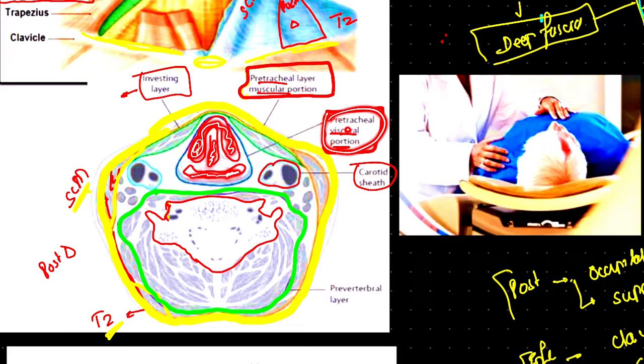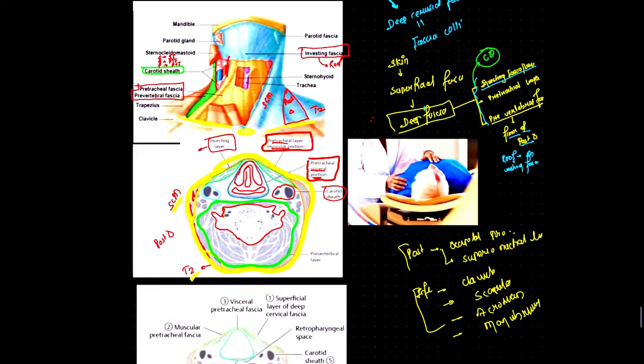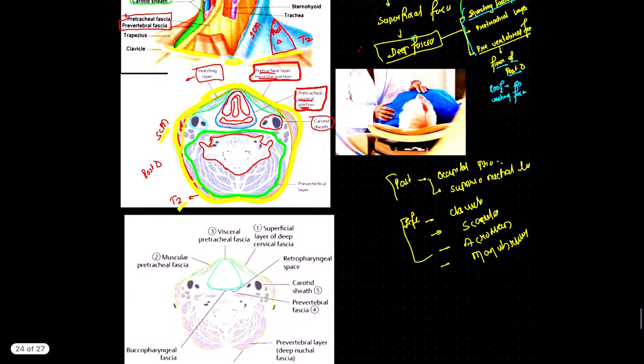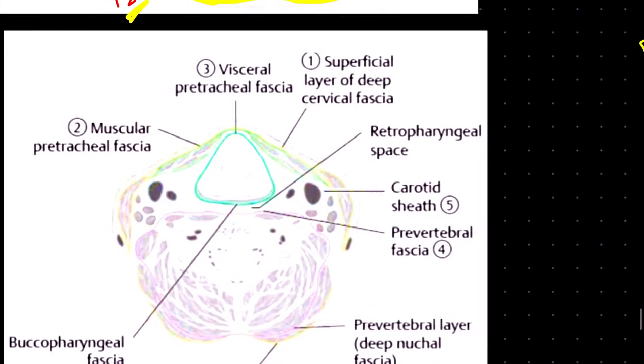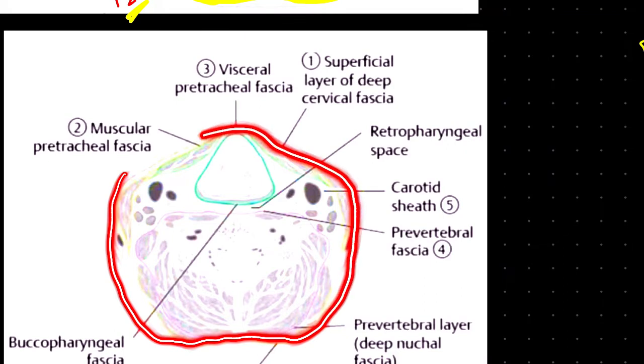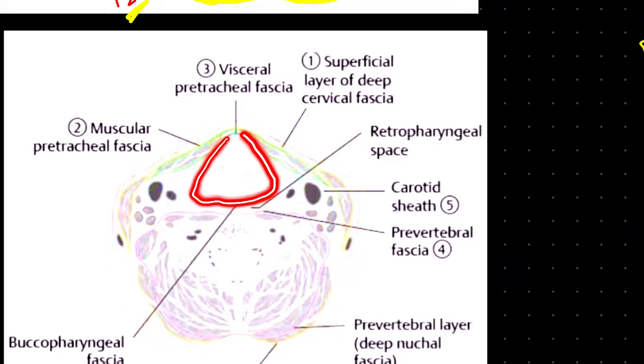Okay, now what we'll do is we'll move further and we will see these things right here. The same story. The outermost one, what is this outermost one? This is our investing layer. Okay, and then inside we have the pre-tracheal fascia. In the pre-tracheal we have the visceral pre-tracheal fascia, which is enclosing the thyroid, trachea, and esophagus, right?